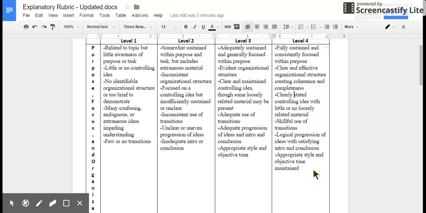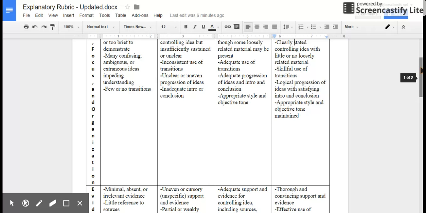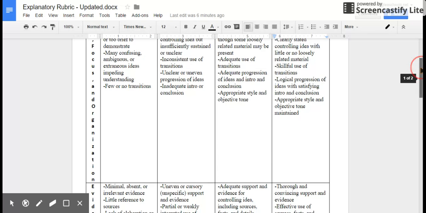Again, we already talked about that. Appropriate style and objective tone maintained. So make sure that your style is intellectual sounding, none of this, hey, reader, or what's up, or anything like that. We want to sound like intellectuals. We want to sound like scholars.